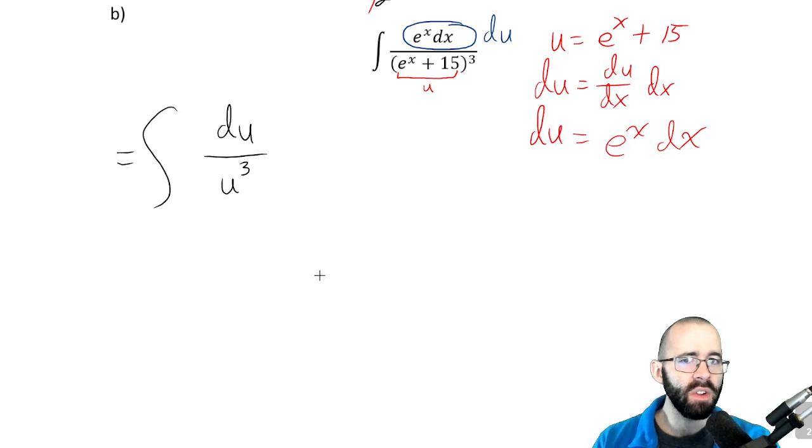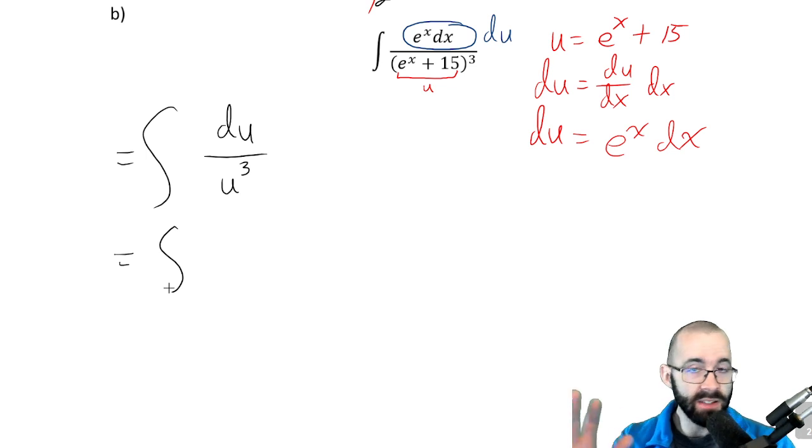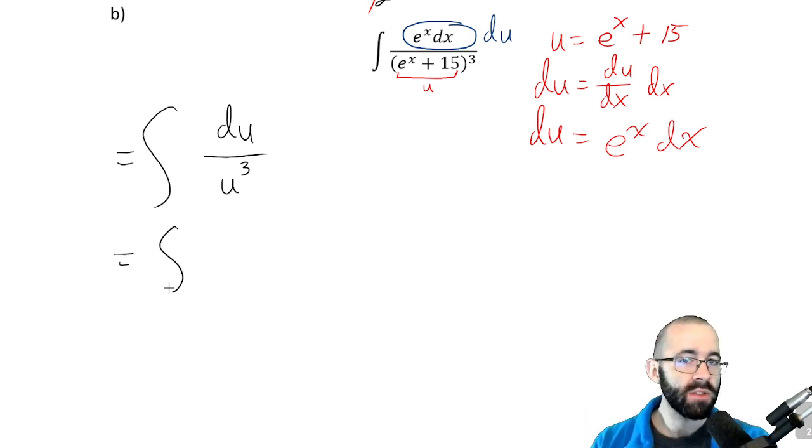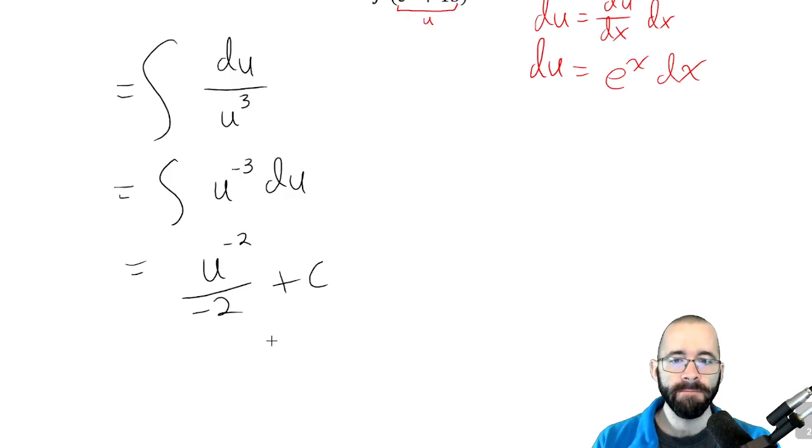Again, be very careful. I'm going to rewrite this. Fractions mess things up in calculus. So let's rewrite this without fractions. This is u to the negative third power times du. That negative exponent puts it in the denominator. And now we can use the power rule. Add an exponent, divide by that exponent, plus c.